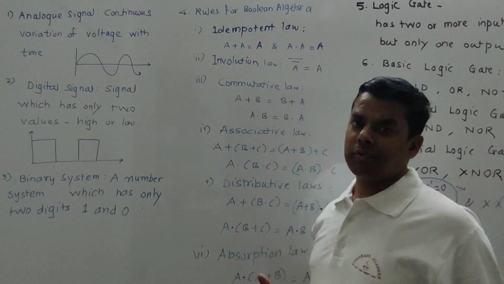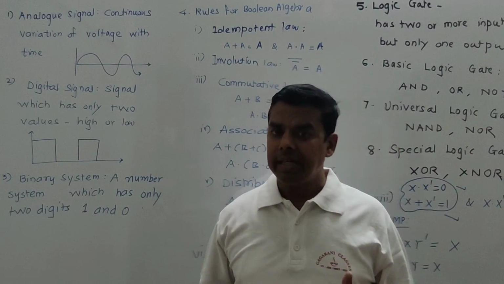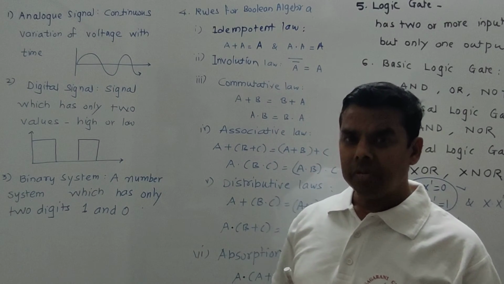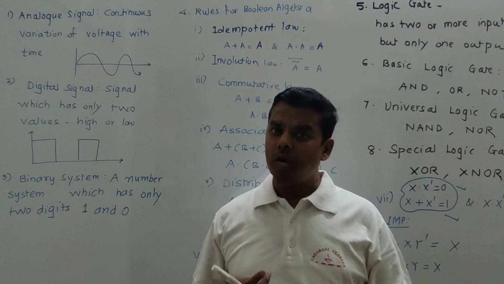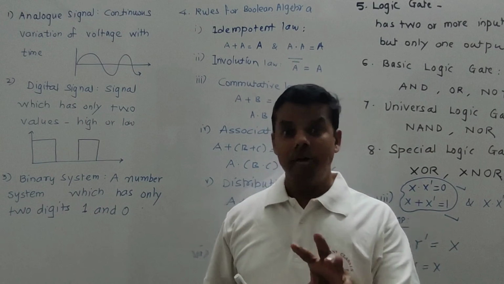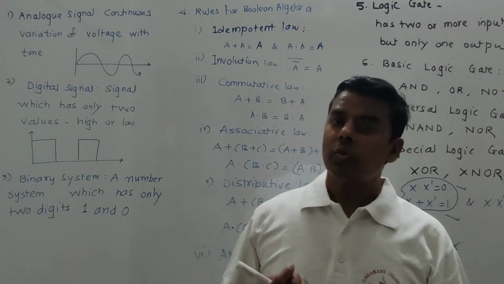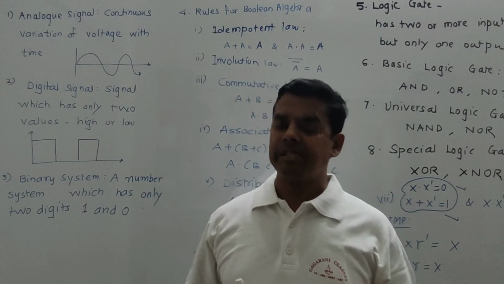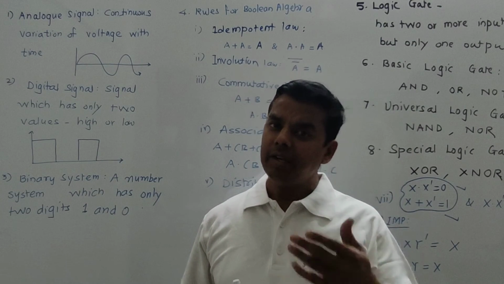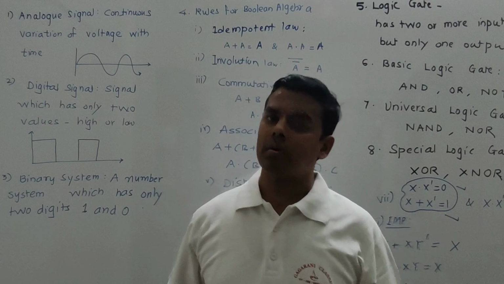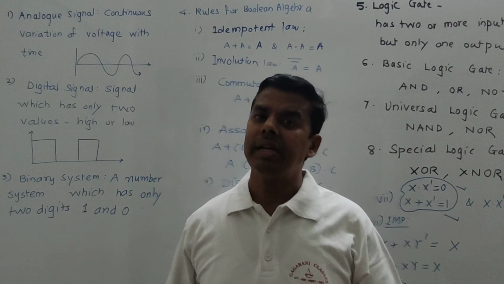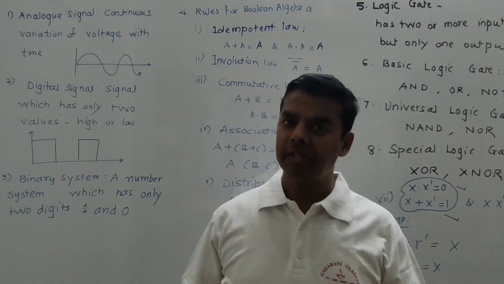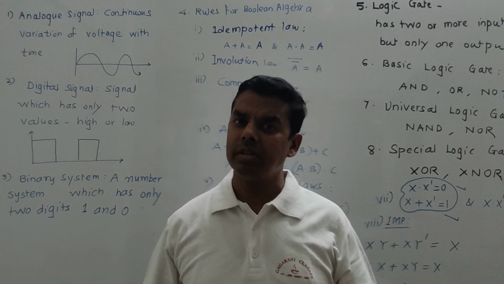Now there are different types of logic gates: basic logic gates, universal logic gates, and special logic gates. In the basic logic gates we have the AND, OR and NOT gate. The NOT gate is also called the inverter gate. So AND, OR and NOT are the basic gates. Then the universal gates, NAND and NOR. And the special gates, XOR and XNOR. In the next topics, we are going to discuss all these things in detail.